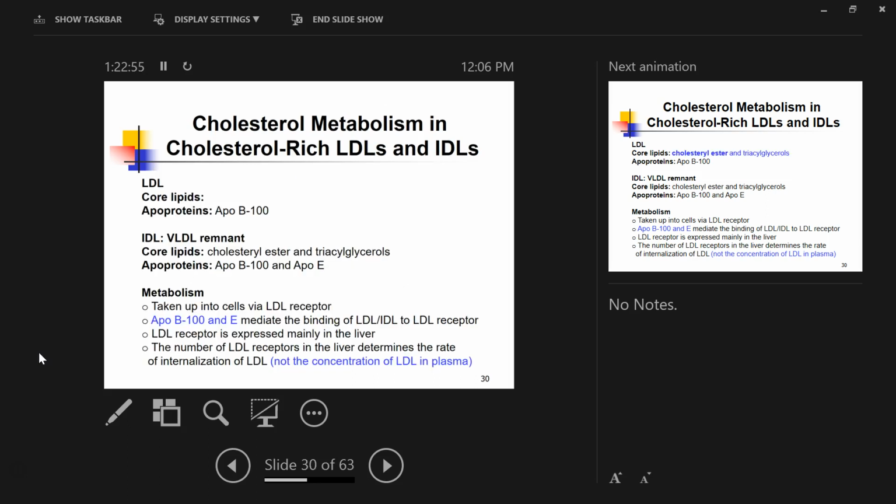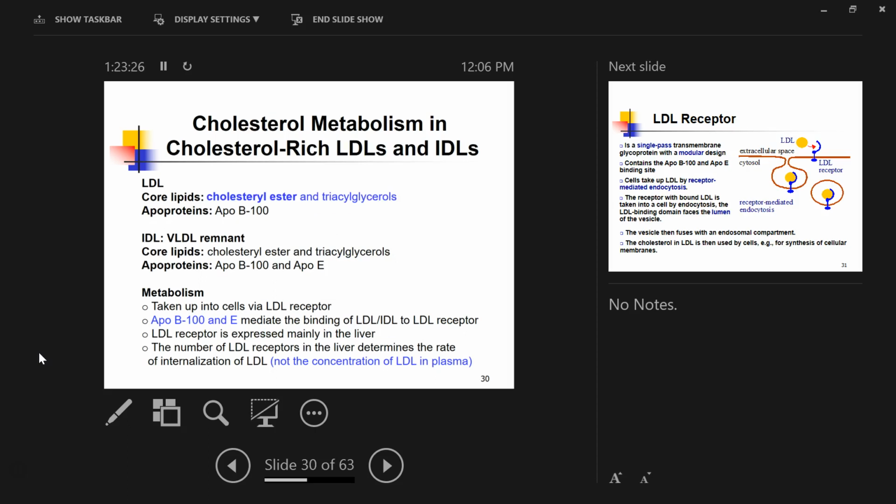Okay, now let's talk about LDL. So LDL is the cholesterol-rich lipoprotein, or the bad cholesterol lipoprotein, right? So what are the core lipids you would expect in the LDL? Which type of lipids should be higher? Two types, right? Triglyceride and cholesterol ester. Which one? Cholesterol ester, right? So cholesterol esters should be the main lipids in the LDL core, and it also contains some triglyceride.